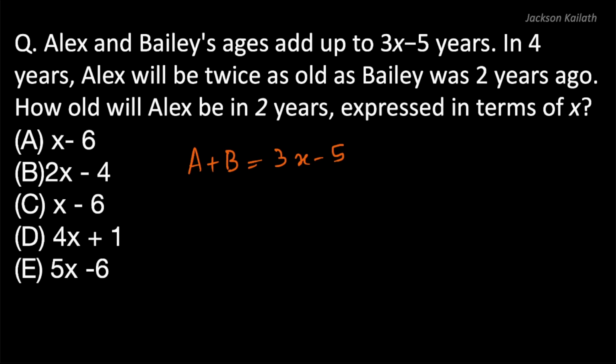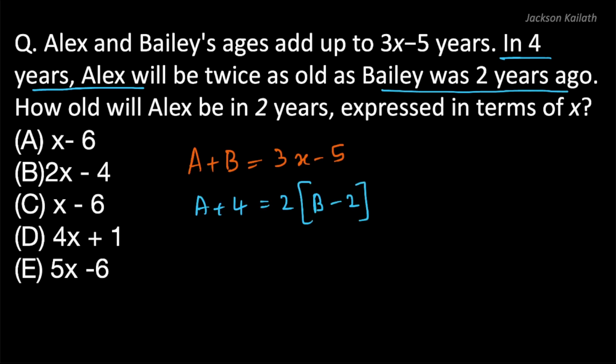Then it says in 4 years, Alex will be twice as old as Bailey was 2 years ago. So in 4 years, Alex will be a plus 4 years old and Bailey 2 years ago, that would be b minus 2. So I can say that a plus 4 is equal to 2 times b minus 2. This is what you need to be careful over here. Now if you get this right, then it's very straightforward.